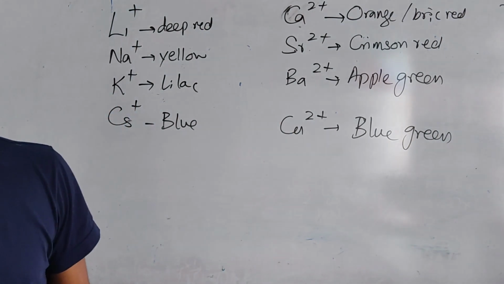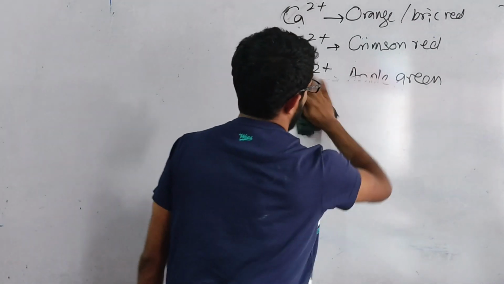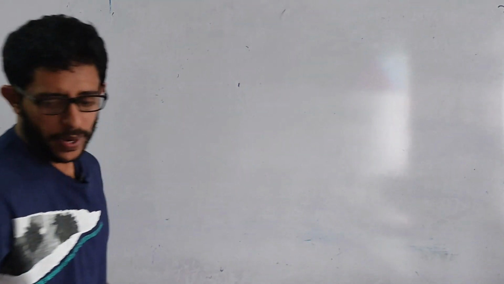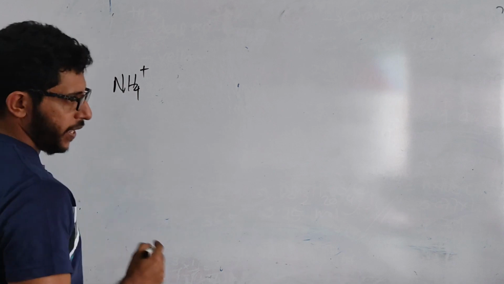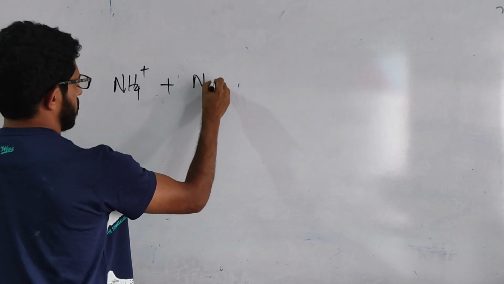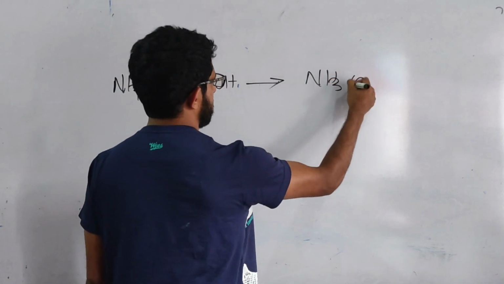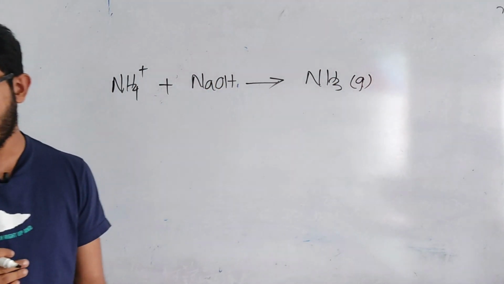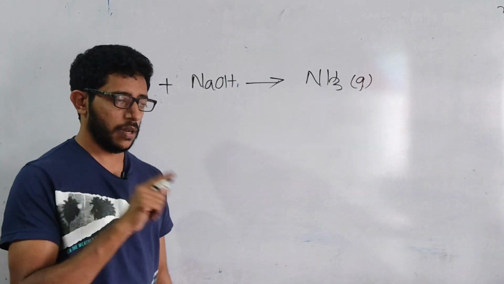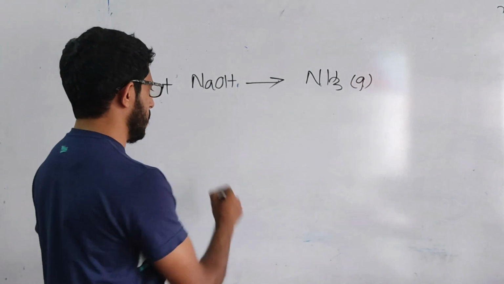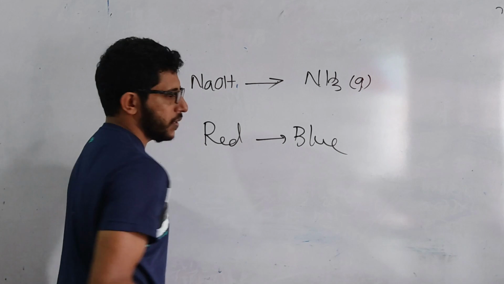Right. Next cation we commonly get to identify is ammonium, NH4 plus. How do we identify ammonium? What you have to do is add sodium hydroxide. When you add sodium hydroxide to ammonium, you get ammonia gas. So we'll see how we can identify the ammonia gas later. But ammonia gas is given. So ammonia can turn red litmus to blue color. So that is a very common test.